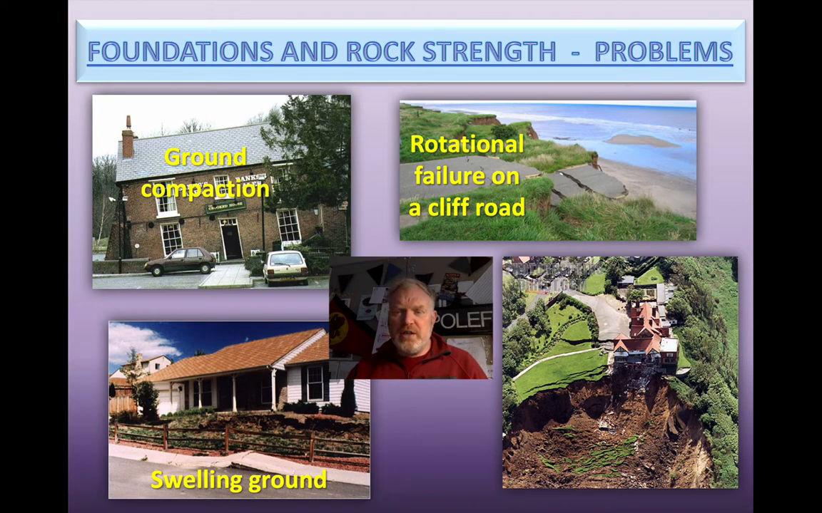The final picture here, this was taken in Scarborough in 1997. This is a place called the Holbeck Hall Hotel, and you can see that the hotel had to close for business after this one. There was a sliding failure. The slope that it was built on gave way, and there was a fairly large landslide that took away enough of the hotel that the rest of it had to be pulled down.